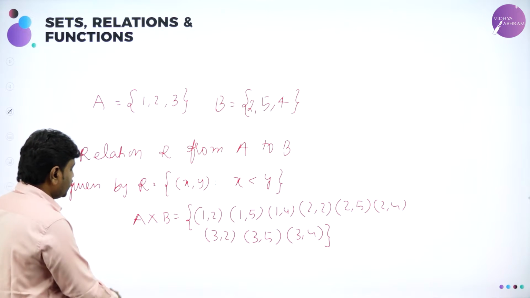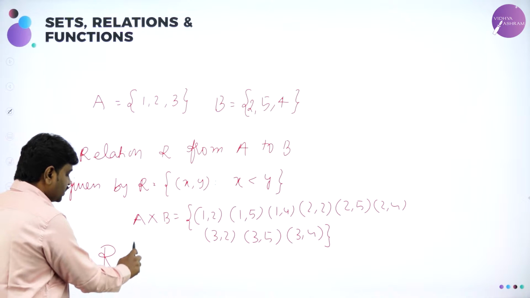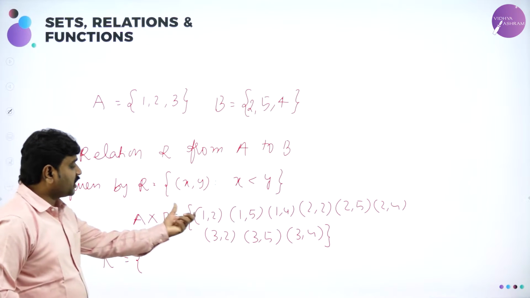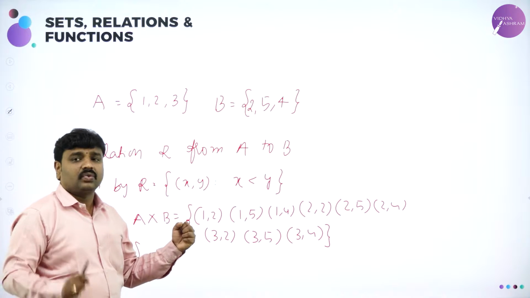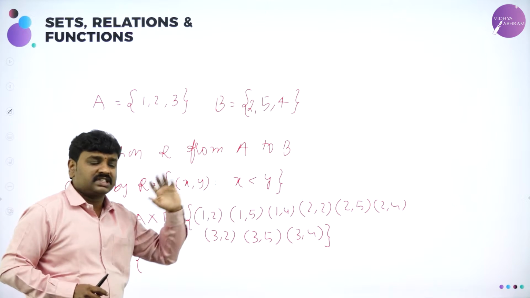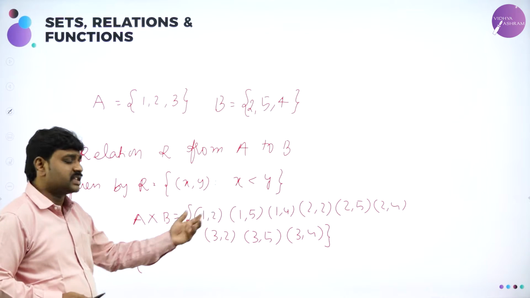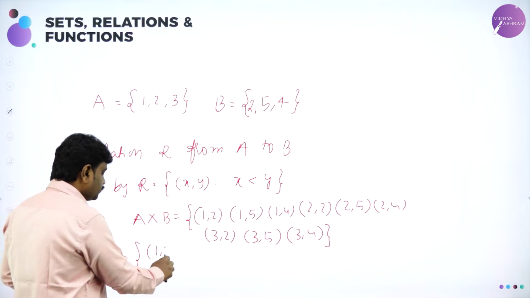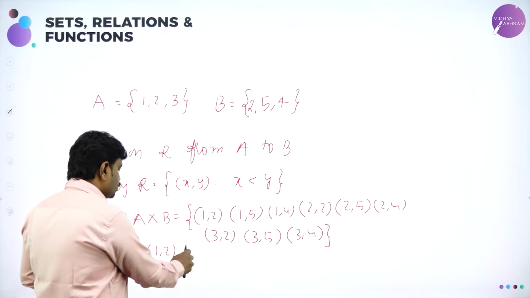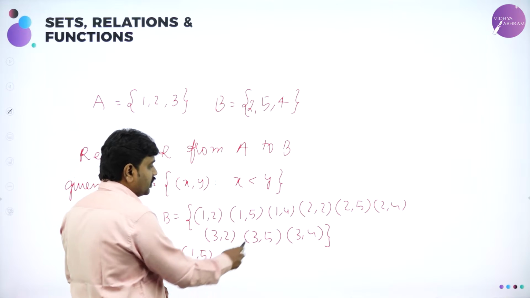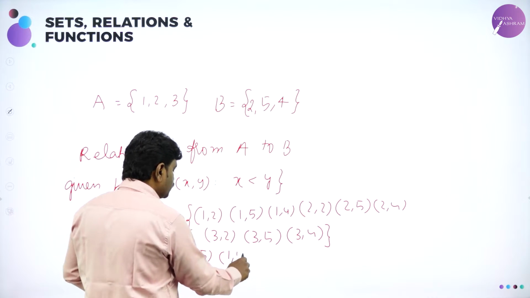Now I want to write the relation. R is a subset of this. I have to pick those elements which obey the relation. What is the relation? The first element should be less than the second. Here 1 comma 2, 1 is less than 2, I can pick that. 1 comma 4 belongs to the relation because 1 is less than 4, you can choose 1 4.